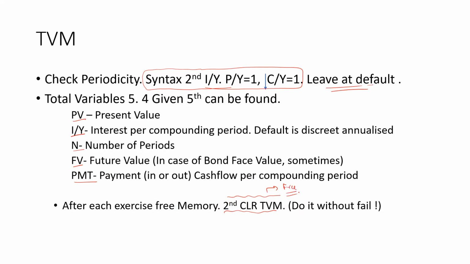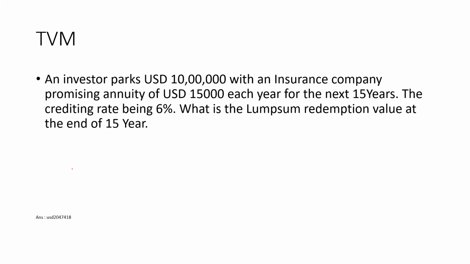Now, we will take up a couple of sums in order to understand how the time value method of money works. So let's take this problem first. An investor parks $1 million with an insurance company that is promising an annuity of 15,000 US dollars each year for the next 15 years. The crediting rate being 6%. What is the lump sum redemption value at the end of 15 years?